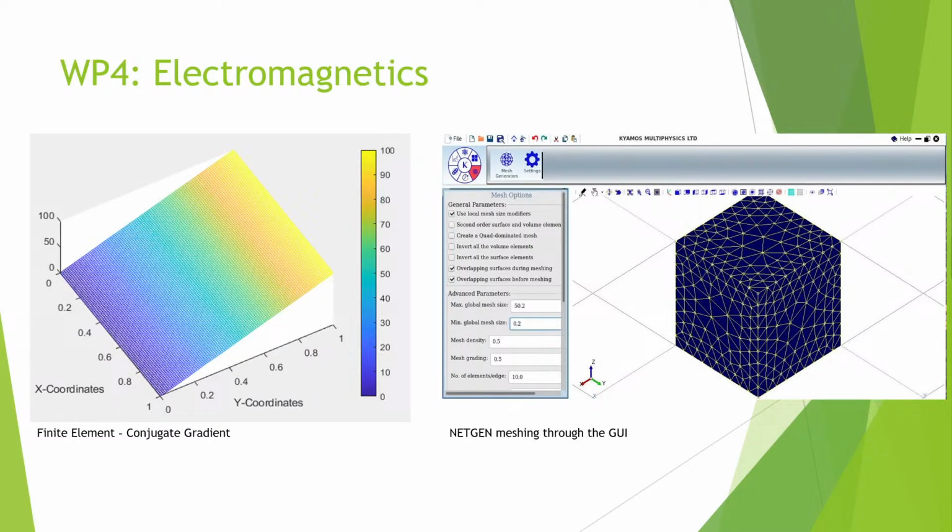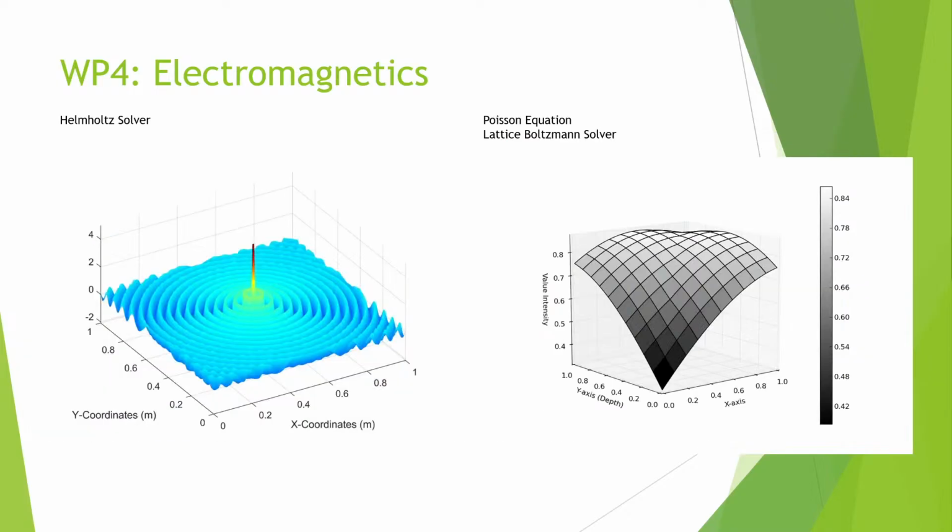On the left, we can see the finite element conjugate gradient solver reproducing an analytical solution, with a voltage of 0 and 100 applied on the cathode and anode, and you can see we get a linear distribution. And on the right hand side, we show that in the GUI we have a box which we used in the simulation, and we incorporated the NetGen meshing software so that we can generate the finite element mesh that was used for the simulations.